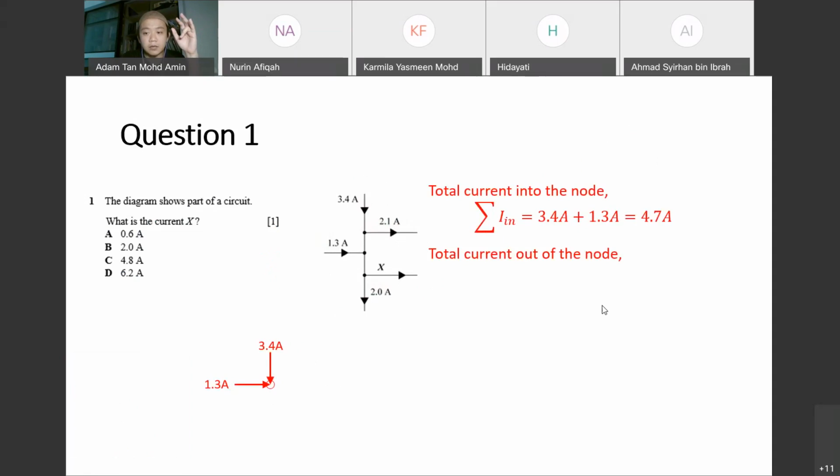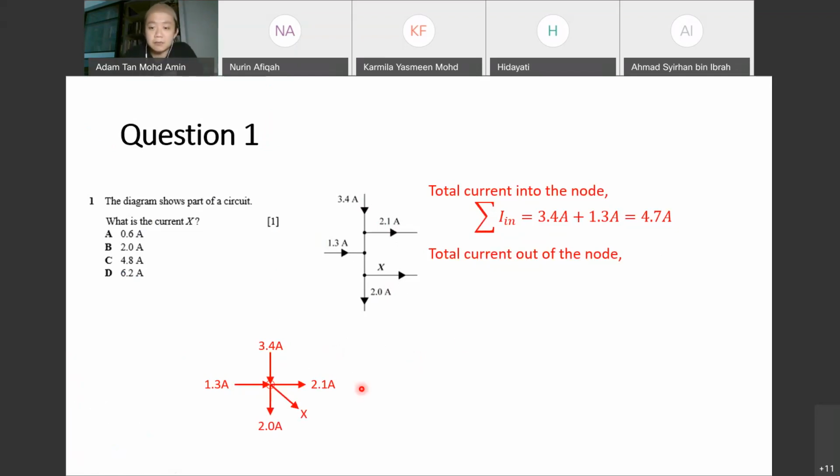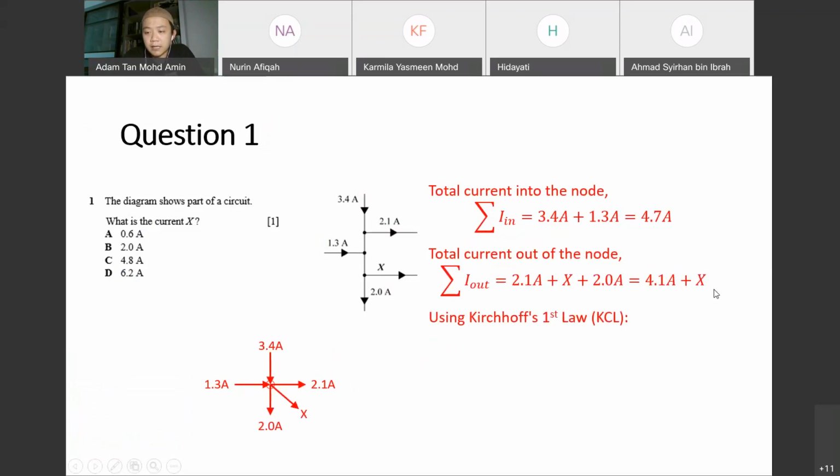And then the total current out of the node, okay, we can define it by this. Just like that. But it does not necessarily have to look like this. It's up to you how you want to perceive this. As long as you know the concept that the total current into and out must be equal. Okay. So here you have the first equation, or the variable, the current X that we need to find out. So using Kirchhoff first law, in equals out, so X equals 0.6 amperes.